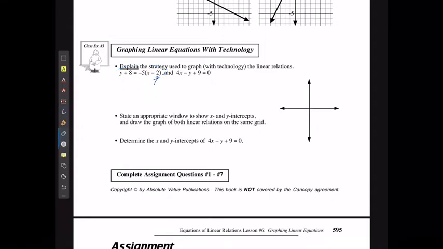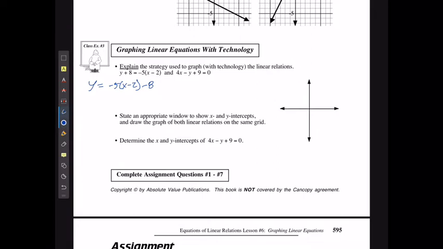I don't need to put it in slope point or slope intercept or whatever it happens to be. I just need to get y by itself. I can say y is equal to negative 5 x minus 2 minus 8, and then just graph that into my calculator. I don't have to do anything more complex than that.